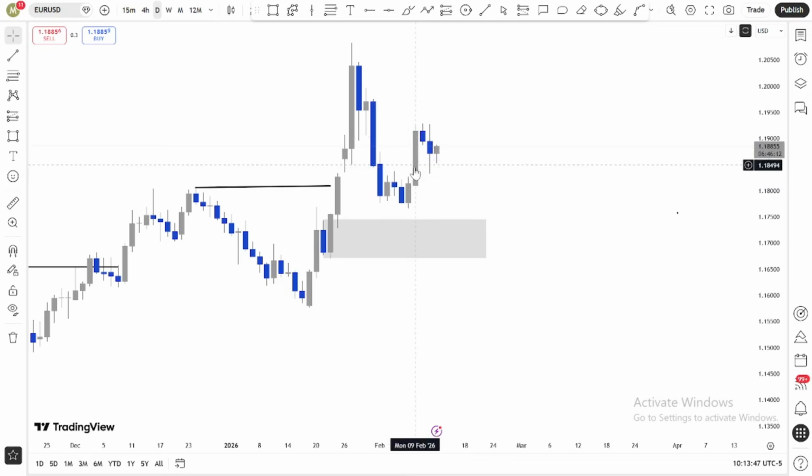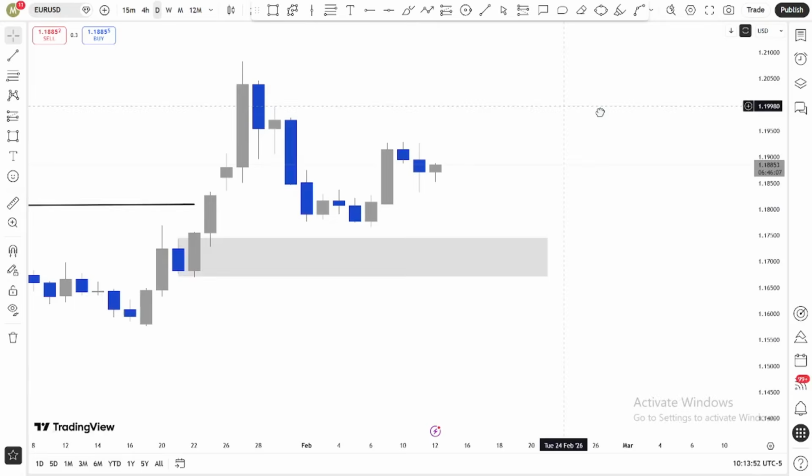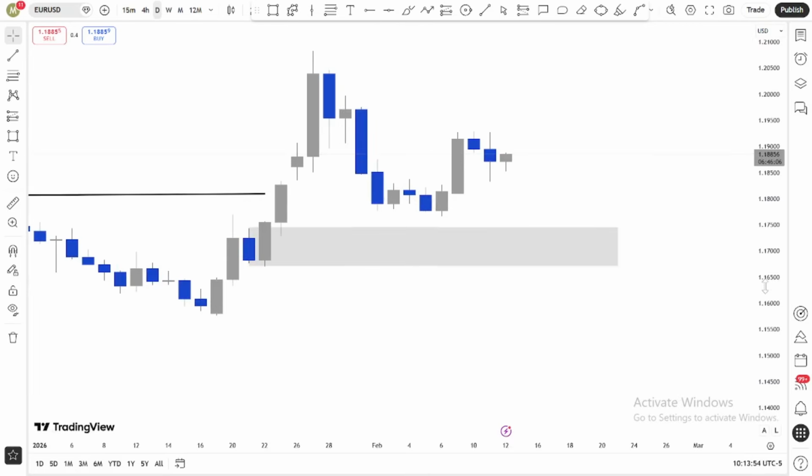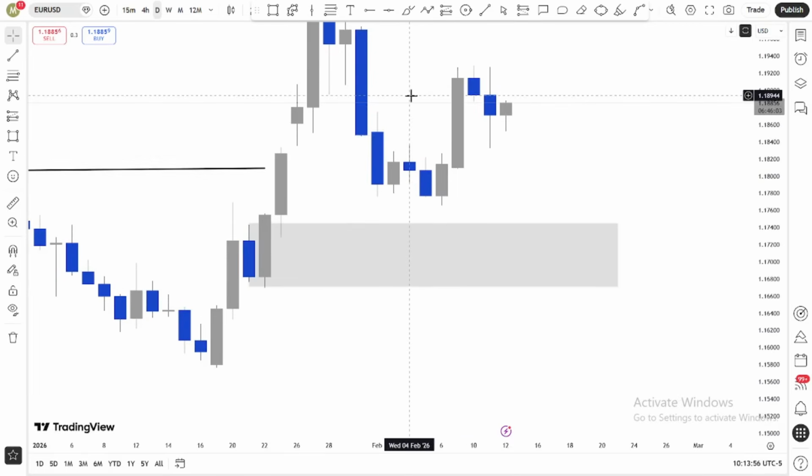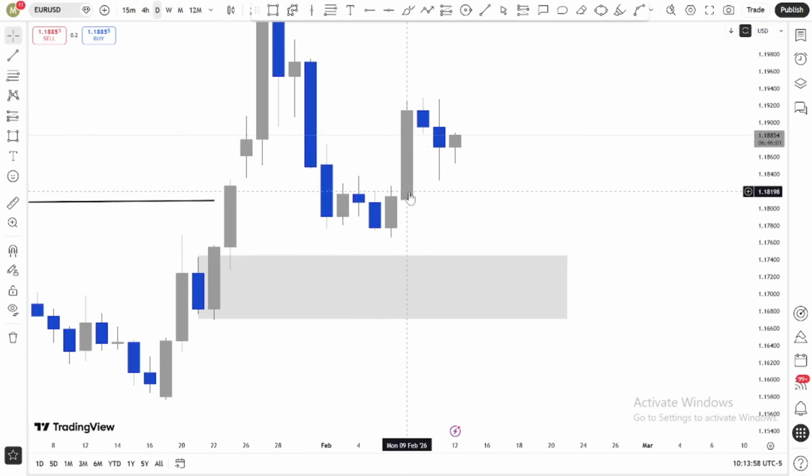This was Monday's candle. Let me zoom in so you can see clearly. This particular candle you are seeing here was formed on Monday this week. You can see when price opened, price traded aggressively to the upside on Monday. Then on Tuesday, what did price do? Price tried to rebalance the gap price left. Price traded inward to rebalance this gap.